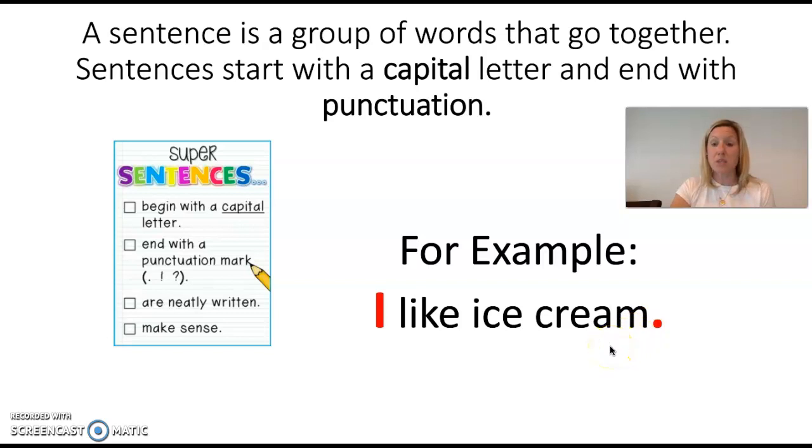Is the sentence written neatly? Neatly means that somebody can read what it says and understand what the letters are that are there. And yes, it is written neatly. And does it make sense? Yes, my sentence makes sense. I like ice cream. Makes sense to me.